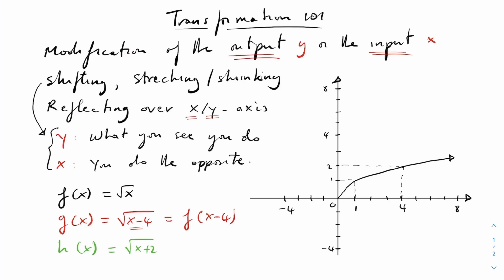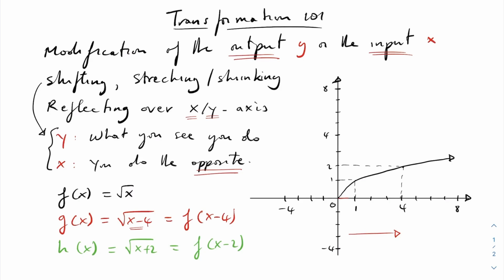And so remember, for the graph of this function, since the input is being modified, then whatever you see, you're going to do the opposite. So for the graph of the function g of x here, since the input is being subtracted by 4, we are going to be shifting in the x direction towards the right side. So we're going to move 4 units to the right instead of 4 units to the left. So we're doing the opposite of what's been done to the function's input.